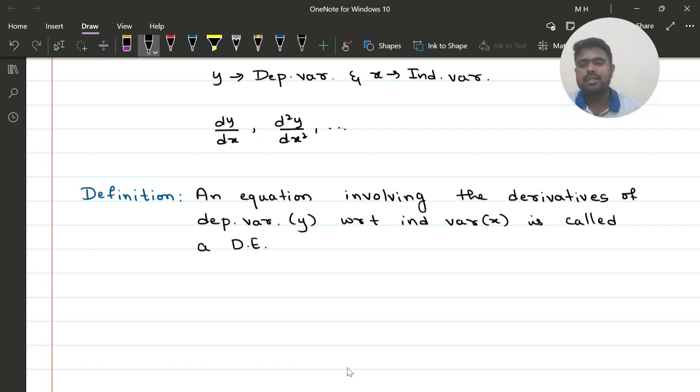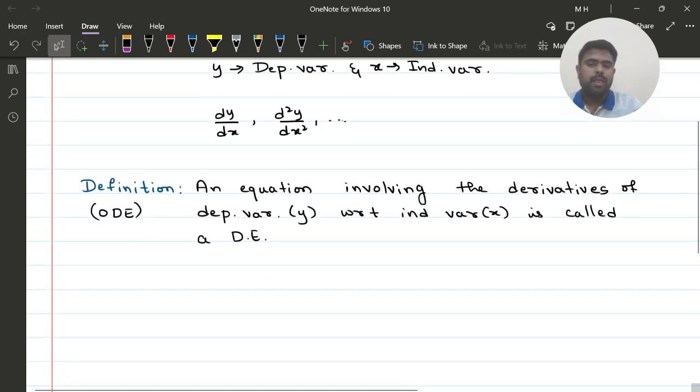If there is more than one independent variable, such a differential equation is called a partial differential equation, that we will be studying in the higher classes. But in PUC we will study only the case in which we will have one dependent variable and one independent variable. Such differential equations are called ordinary differential equations. In your higher classes you will learn partial differential equations also.